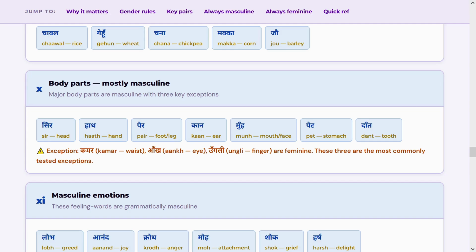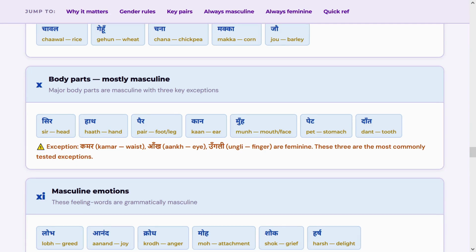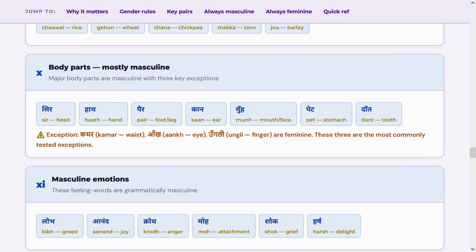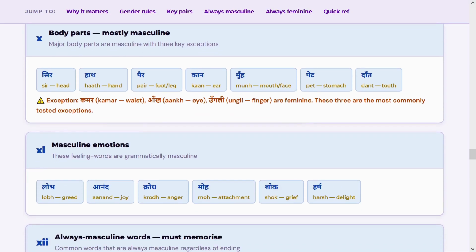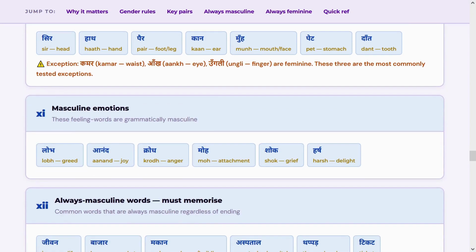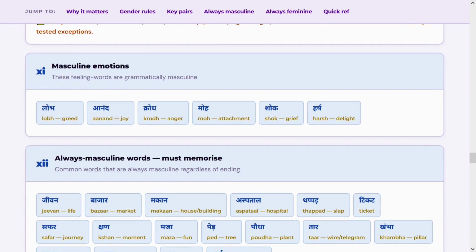Body parts are mostly masculine, like sir, head, haath, hand, pair, foot, leg, kaan, ear, muh, pet, daant. The exceptions are kamar means waist, aankh, eye, ungli, finger, which are feminine. These three are the most commonly tested exceptions: kamar, aankh, and ungli. So just remember them.